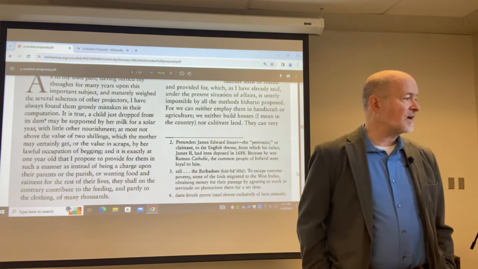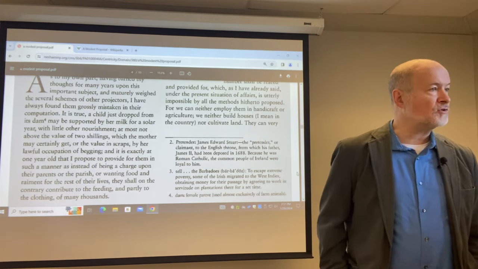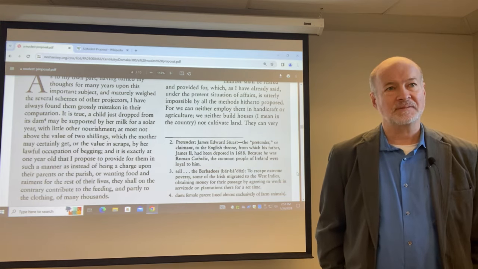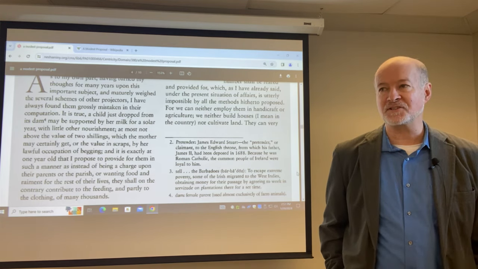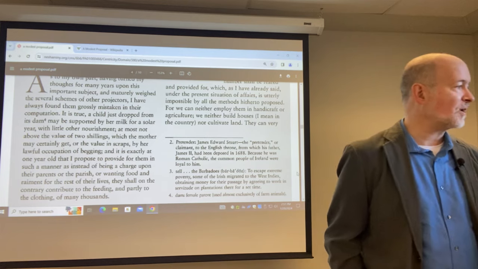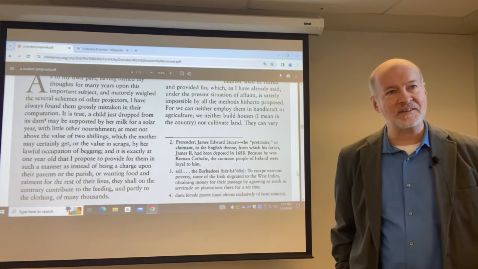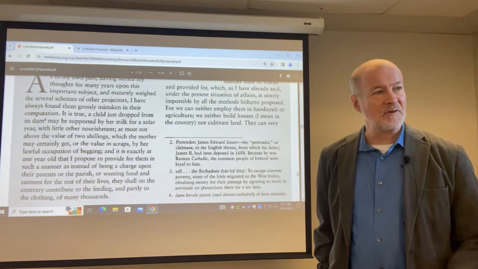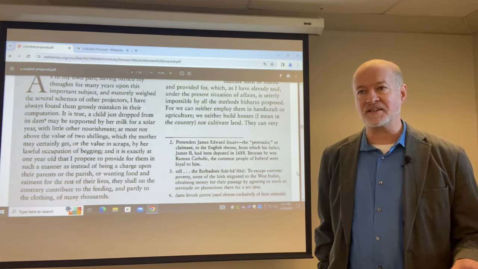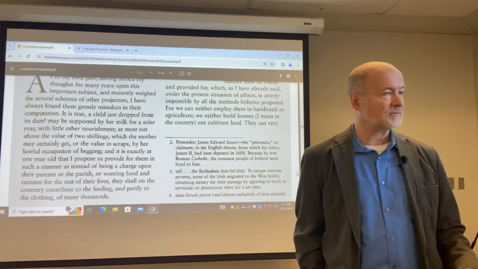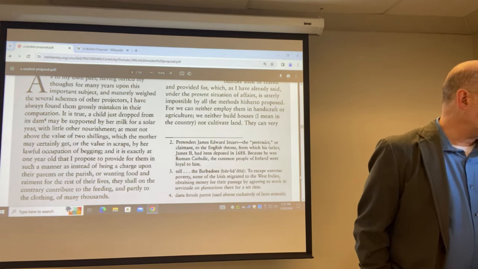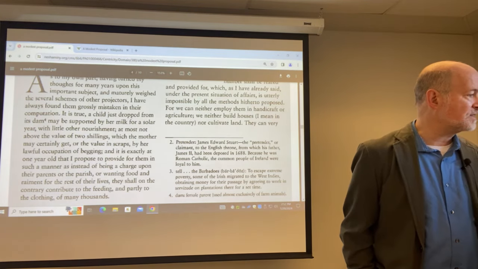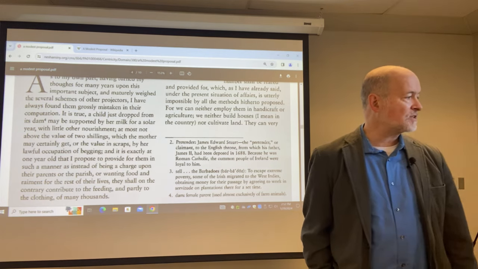I have always found them grossly mistaken in their computation. This is the first note of, I think, humor, although it's subtle at this point. It's computation. And everybody's going to go, oh, he's a reasonable man. He's going to talk about numbers. Okay. It is true, a child just dropped from its dam may be supported by her milk.